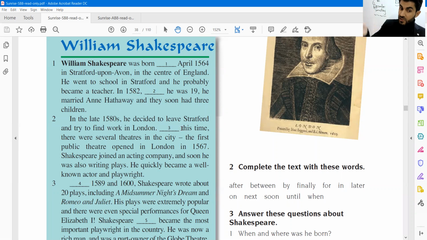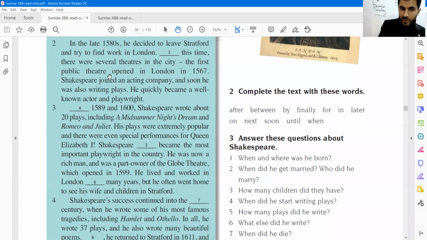Okay, by this time, it means during this time, there were several theaters in the city. The first public theater opened in London in 1567. Shakespeare joined an acting company and soon he was also writing plays. He quickly became a well-known actor and playwright. Between 1589 and 1600, Shakespeare wrote about 20 plays, including Midsummer Night's Dream and Romeo and Juliet. His plays were extremely popular, and there were even special performances for Queen Elizabeth I.